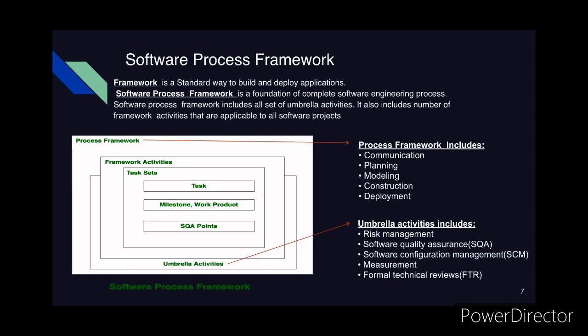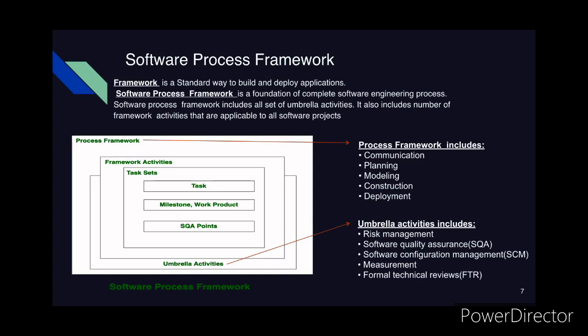Next we have umbrella activities. Now let's see what is under umbrella activities. Umbrella activities include risk management, software quality assurance, software configuration management, measurement and formal technical reviews. Now these are very important topics which will be discussed in the next coming units also. Here I will just give brief knowledge about all of these.